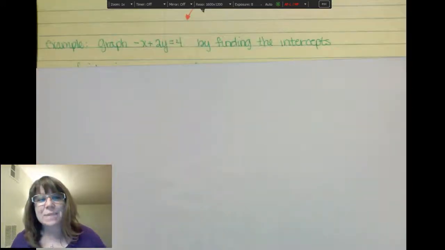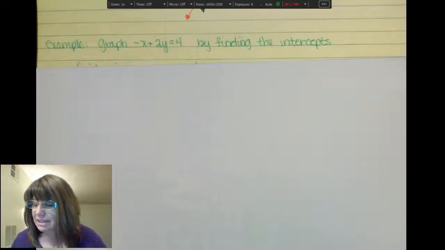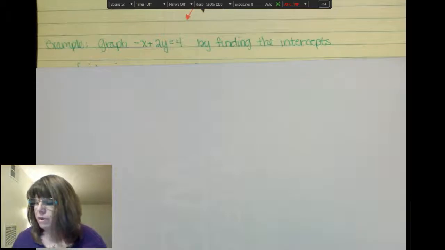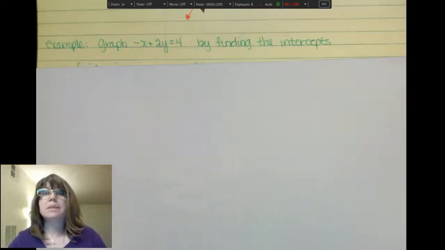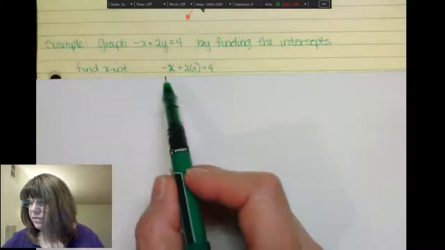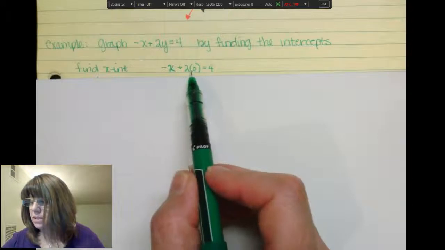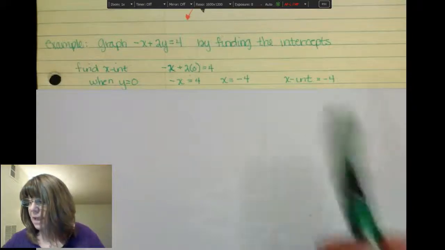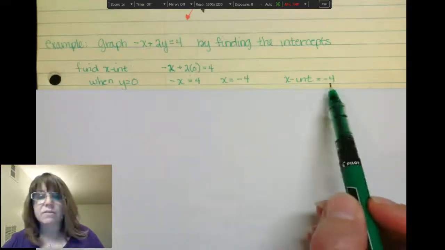Let's try another example. Let's graph negative x plus 2y equals 4, and we want to find the intercepts to graph this. So again, the x-intercept is when y equals 0. So when y equals 0, we'll have negative x plus 2 times 0 equals 4. Negative x equals 4, so I divide each side by negative 1. So my x-intercept is negative 4.